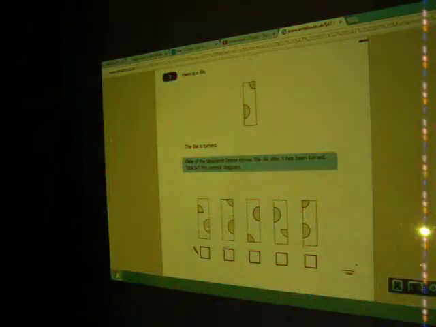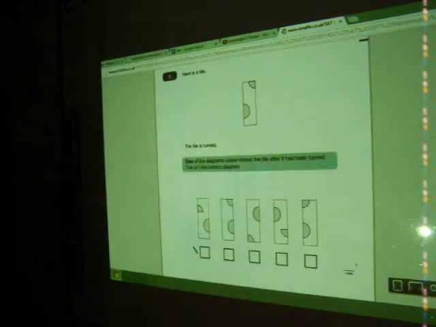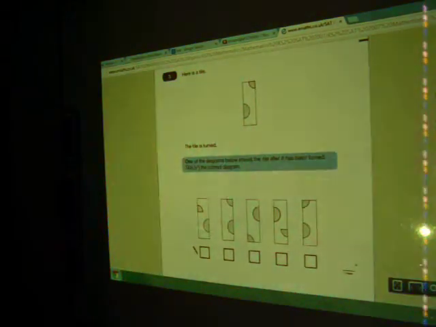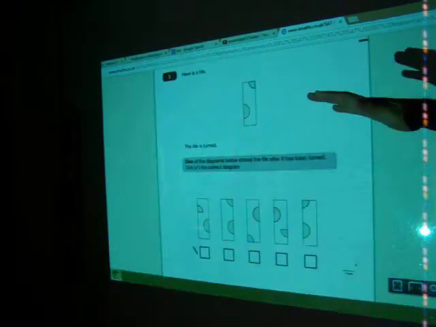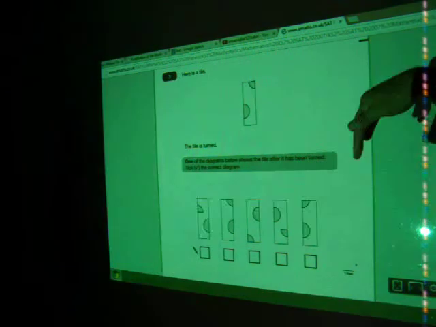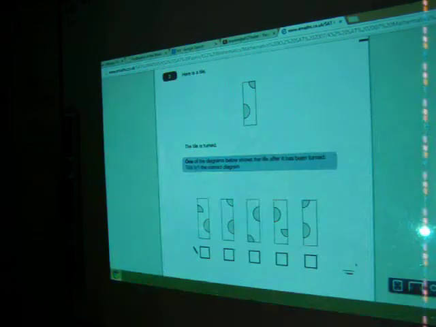Right, here is a tile. The tile is turned. One of the diagrams below shows the tile after it has been turned. So we can only turn it 180 degrees, because that's the same orientation. We're not doing a 90 degree turn, clockwise or anti-clockwise. It's just going to be a half turn. If you turn that half turn, which shape would it be?